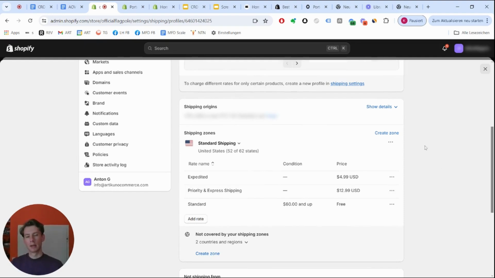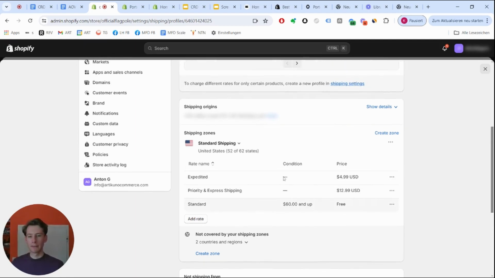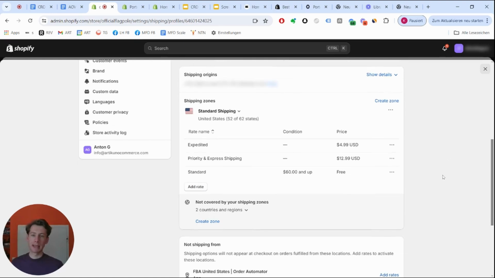Number one is what in economics is called price discrimination, which is having many different rates so that you can essentially target many different segments of your audience to self-select into the rate that they prefer most. For example, here we have a very classic scenario where we have a free option, an expedited option, a priority express option, right?